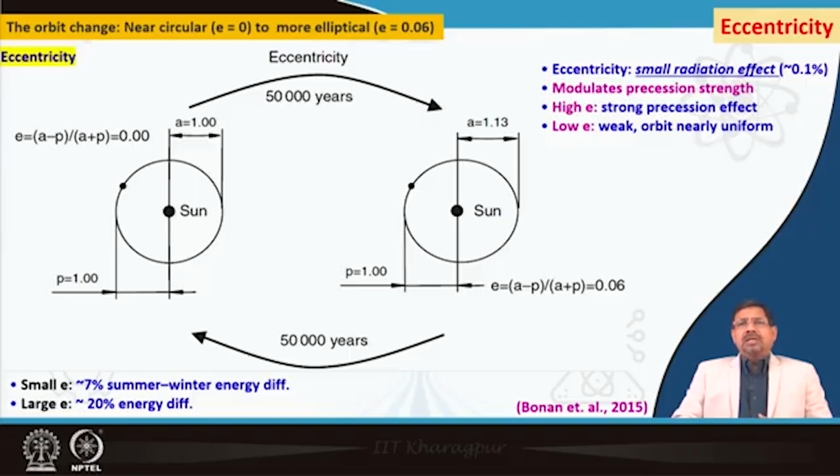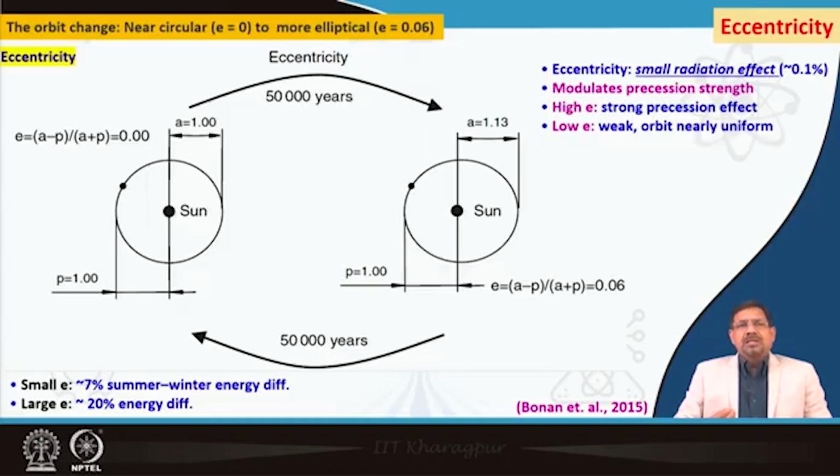So eccentricity has a small radiation effect, less than 1%. Look at this diagram here, where we can see the variation of eccentricity at 1 lakh years in shorter epochs. So at 1 lakh years this eccentricity varies. What is the take home, or what is the impact of this variation as far as the eccentricity or Earth's orbit around the Sun is concerned?